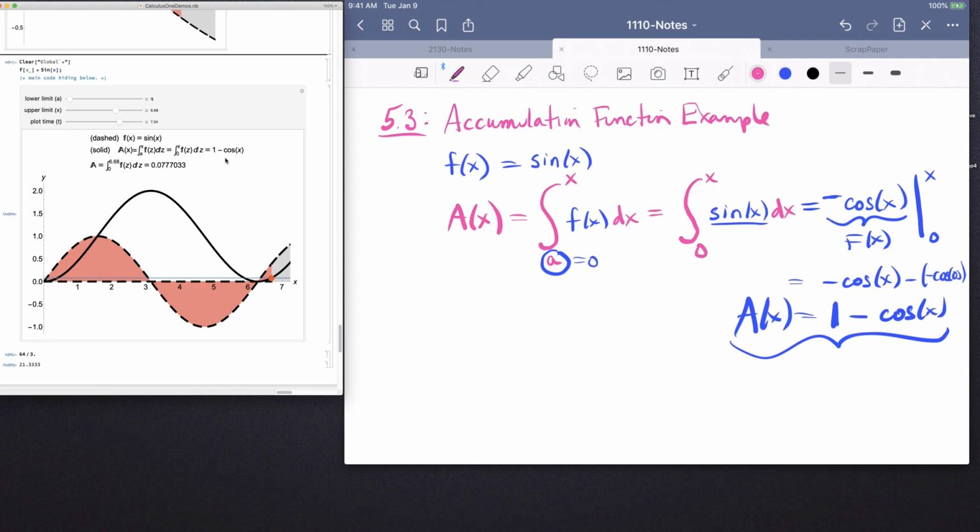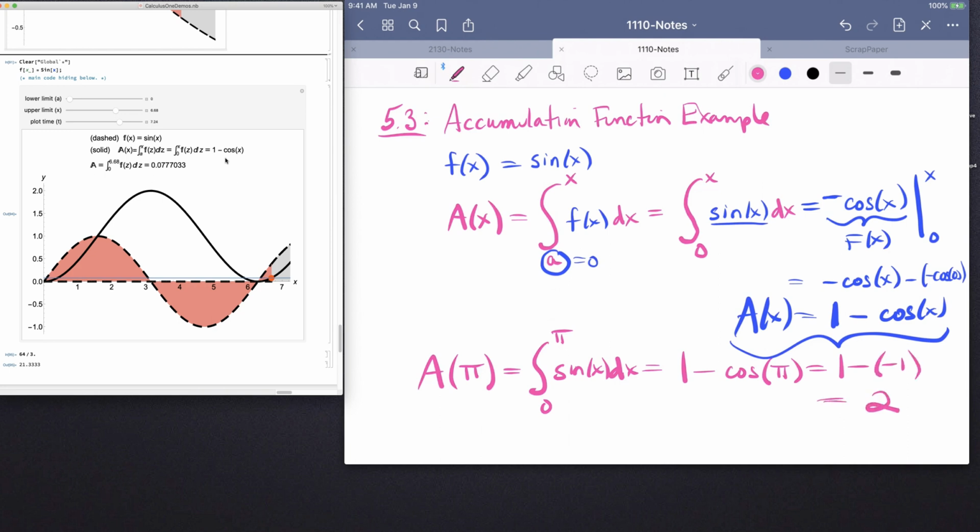So if we want to know how much area was accumulated from 0 to pi, what was the definite integral from 0 to pi of sine of x dx? Okay, we'll do 1 minus cosine of pi. Cosine of pi is negative 1. And there we can see that that is the largest value, according to the graph, of the area that we have accumulated. So this number, a little bit bigger than 3 right there, that maximum value occurs at pi.